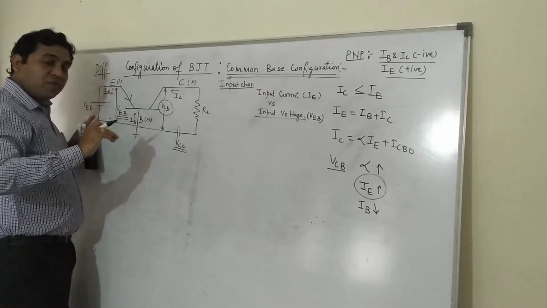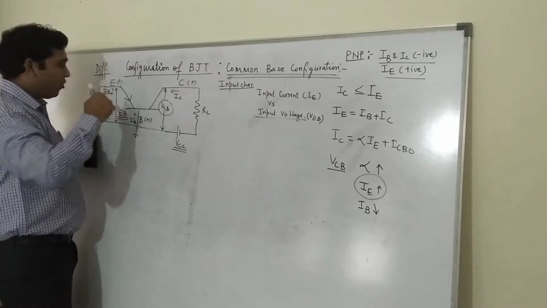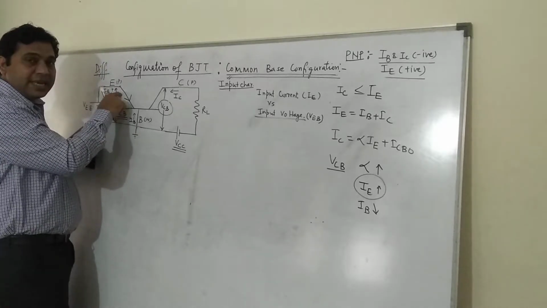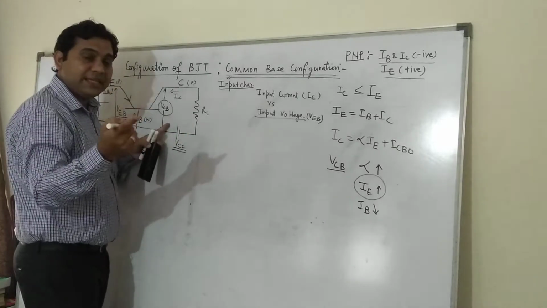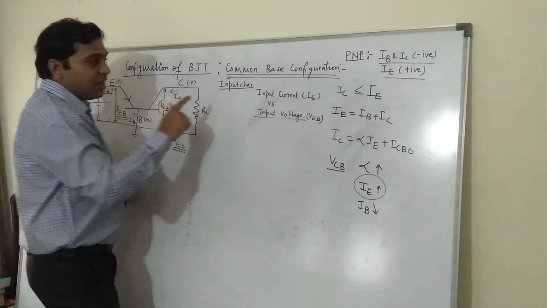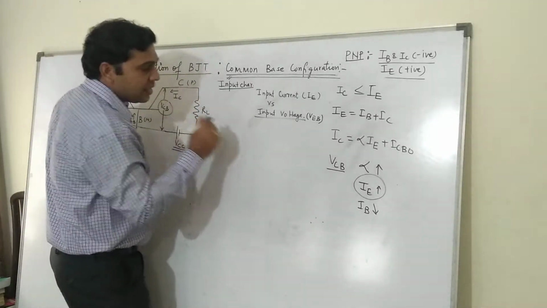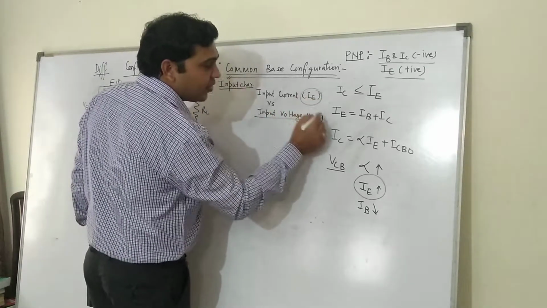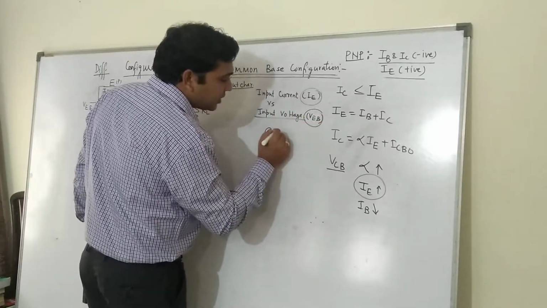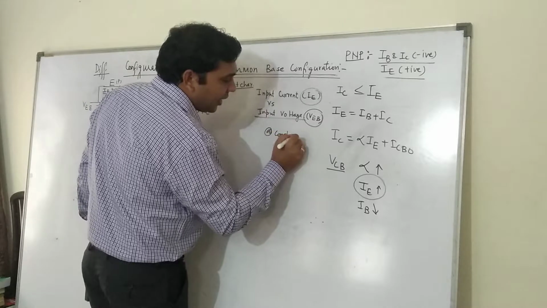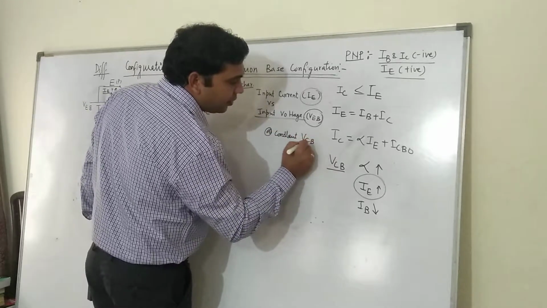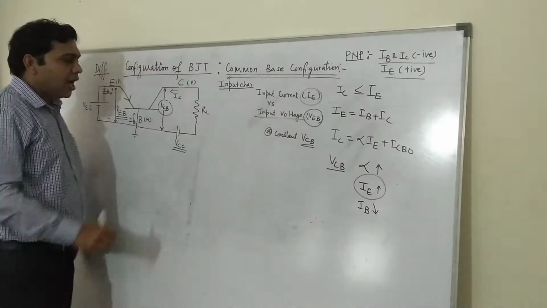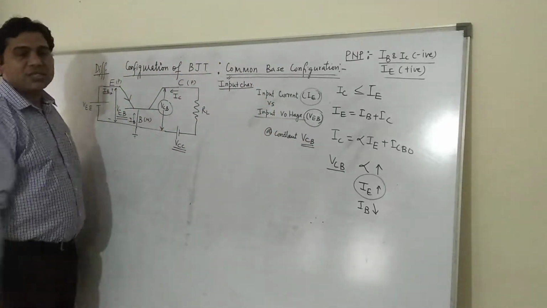If I want a response of IE versus VEB at different VCB, I need to keep a different VCB each time. That means whenever I plot input characteristics, I will plot IE versus VEB at constant VCB. The output voltage at that time has to be constant.